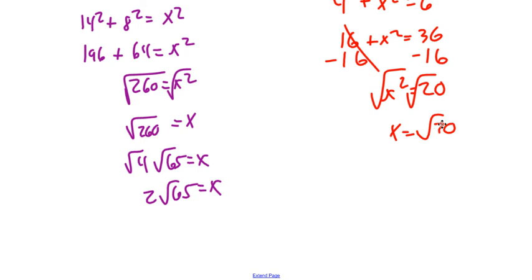So let's think here. What's the biggest perfect square number that goes into 20? I believe it's 4. So x equals the square root of 4 times the square root of 5. And the square root of 4 is 2. And that's just 2 radical 5. And that should be it for that example.